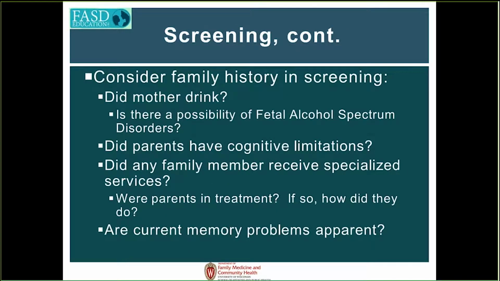We also want to consider family history and screening. Did mom drink? Is there a possibility the client has an FASD? But more importantly, did the parents themselves have cognitive limitations? How about mental health problems? Do we have to look at some genetic predisposition? Did any family member receive specialized services? Were parents in treatment? Were there social workers who came into your home? Those are questions I ask a lot. Are current memory problems apparent? And what are they attributing those memory problems to?